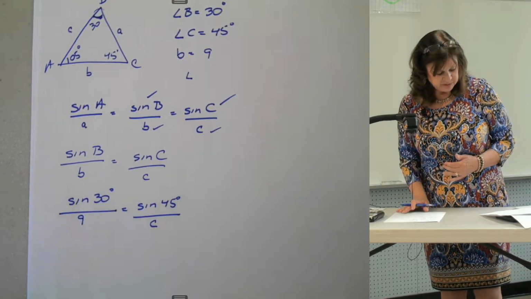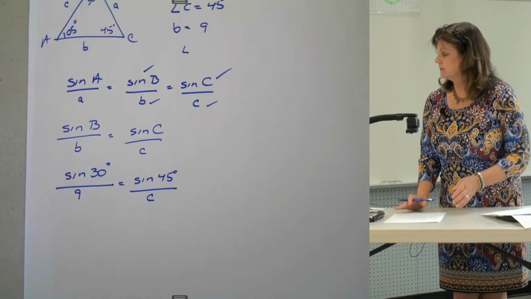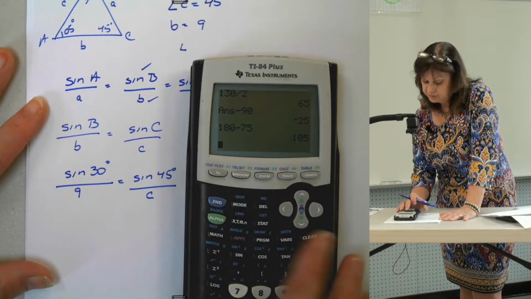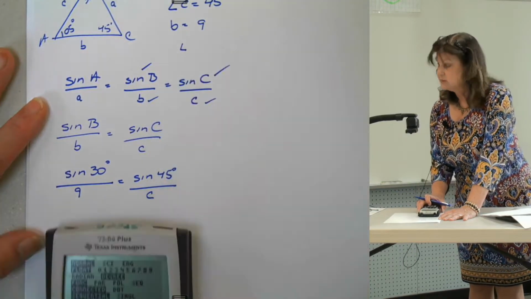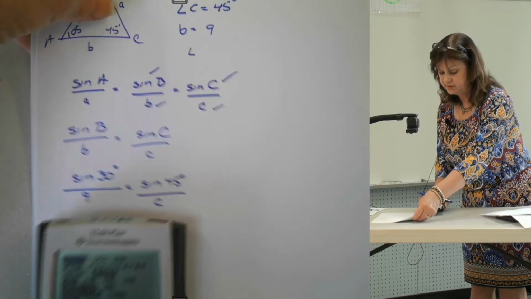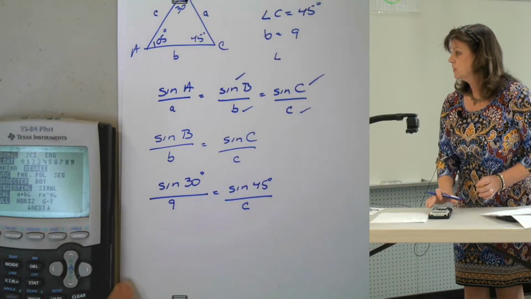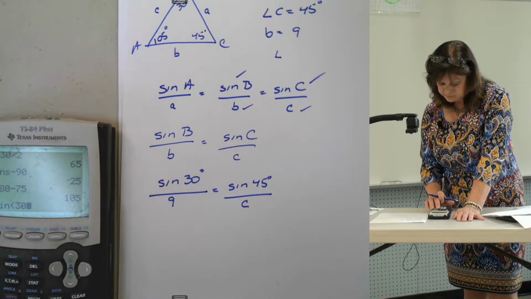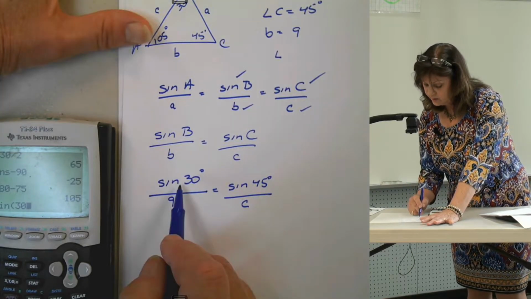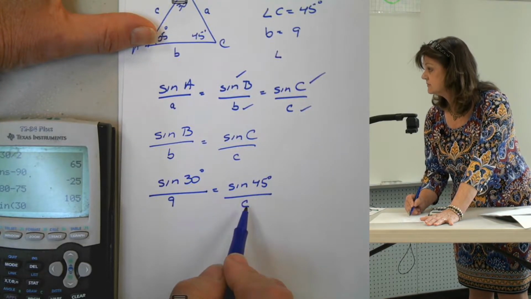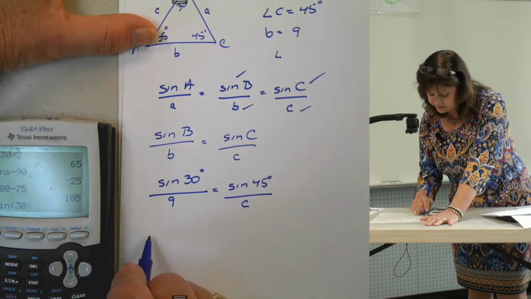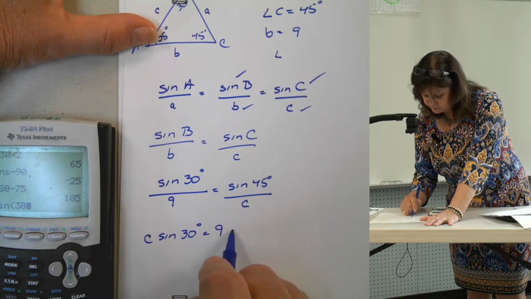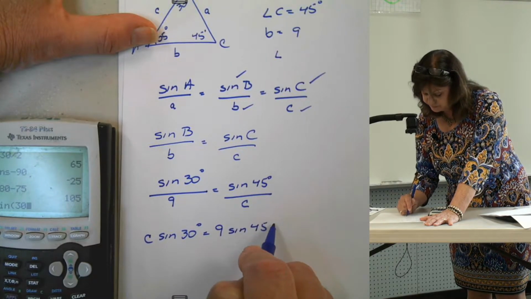I know these are major angles, but you don't have to do these by hand. You can use a calculator for this, and we want to make sure we're in degrees, which we are. So here we go: sine 30 over 9, sine 45 over C. I'm solving for C, so I'm going to multiply my denominators. So I have C sine 30 is 9 sine 45.